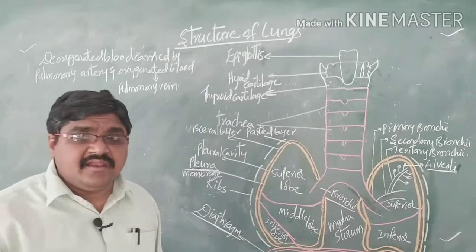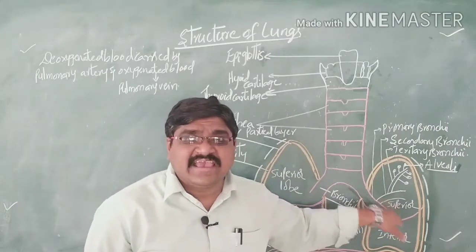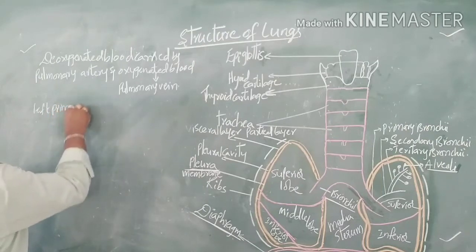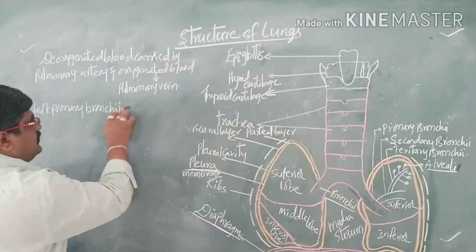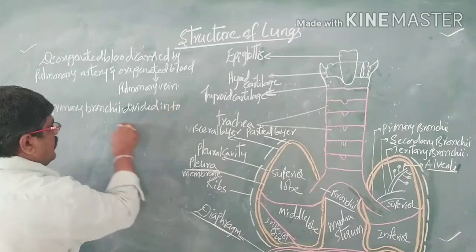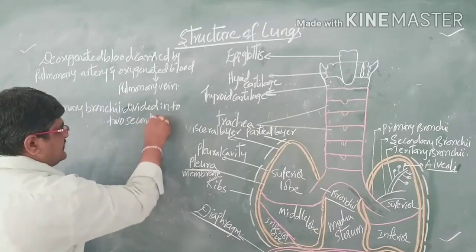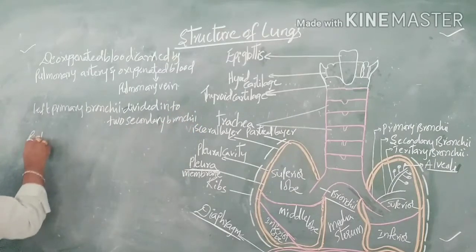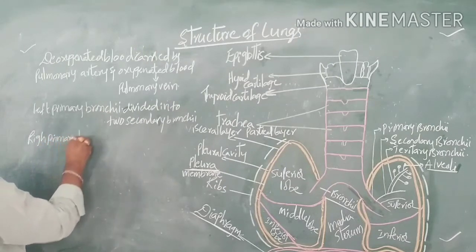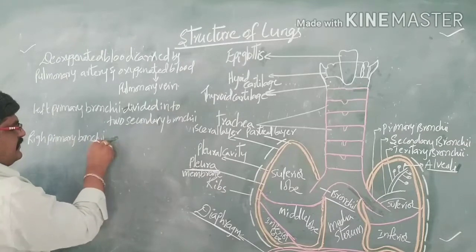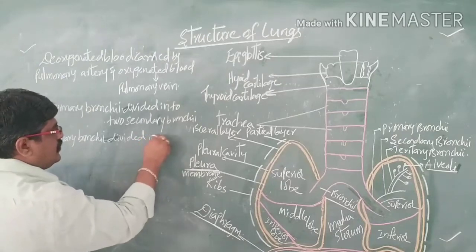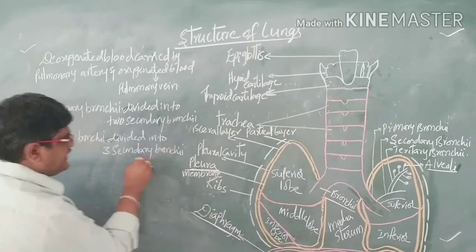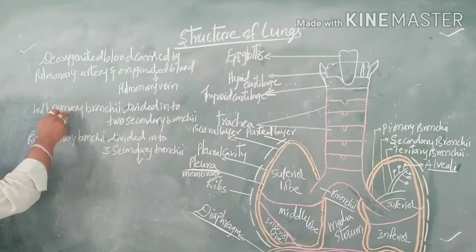Again, the left primary bronchus is divided into 2 secondary bronchi. Likewise, the right primary bronchus is divided into 3 secondary bronchi.